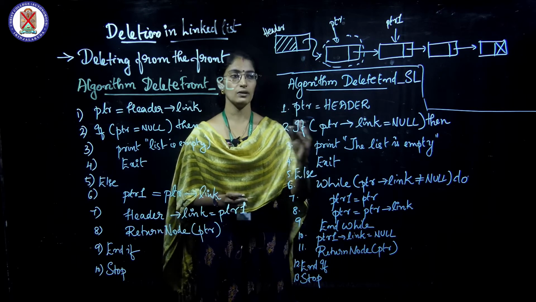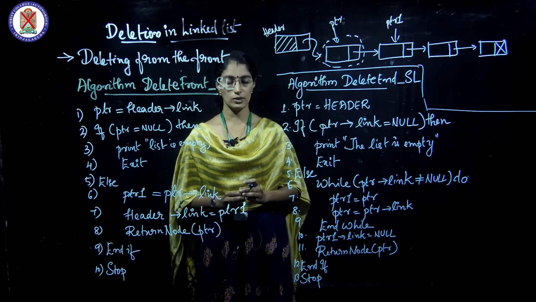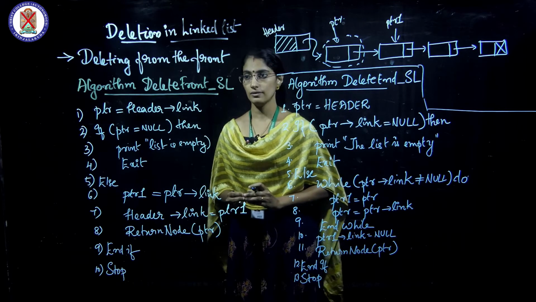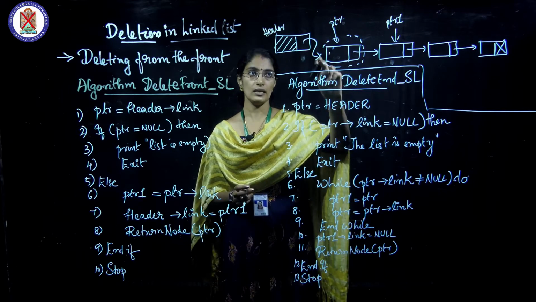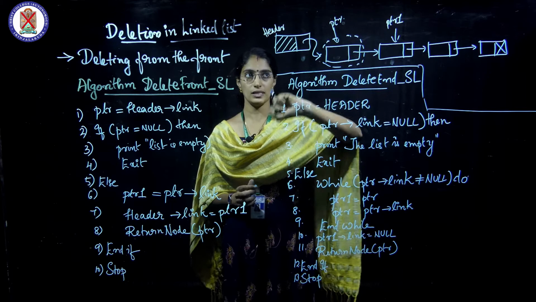and then after that we will be deleting the node from the last, that is deleting the end node, right? So first we will deal with the front node. What happens when you are deleting a front node? Suppose let the front node be known as ptr.